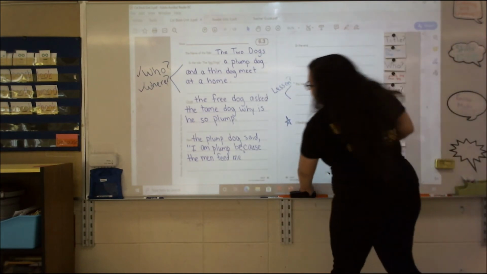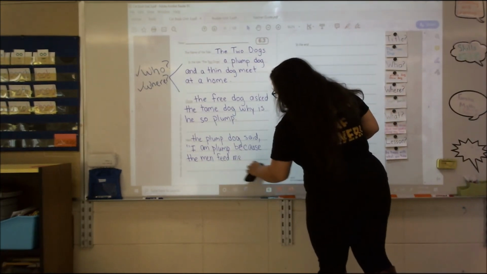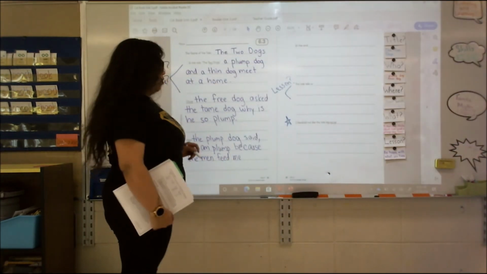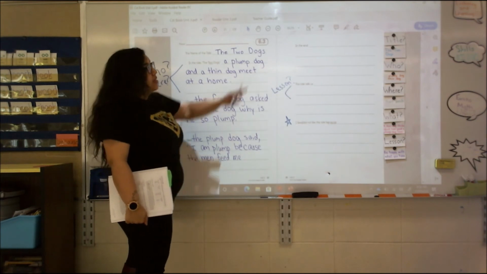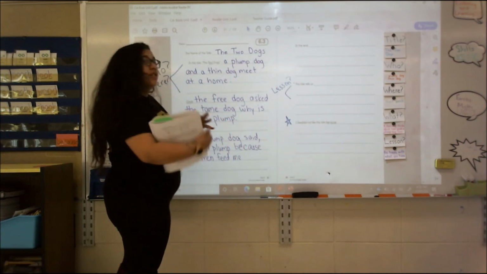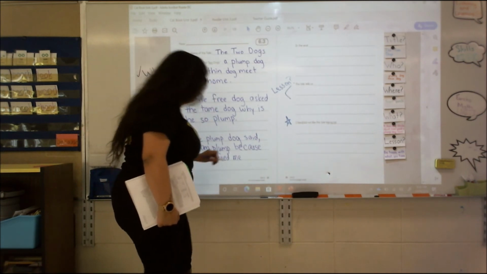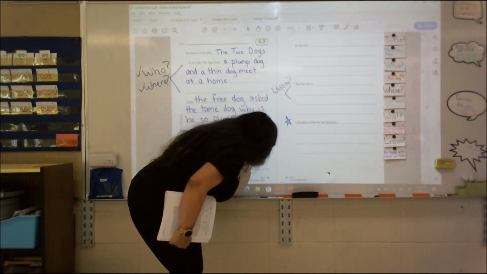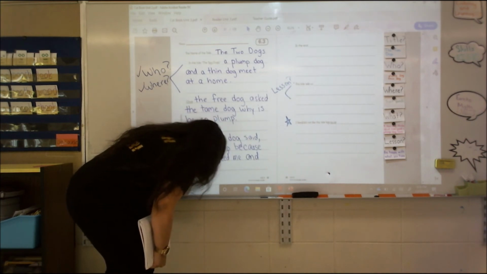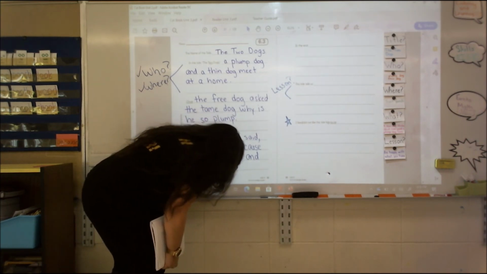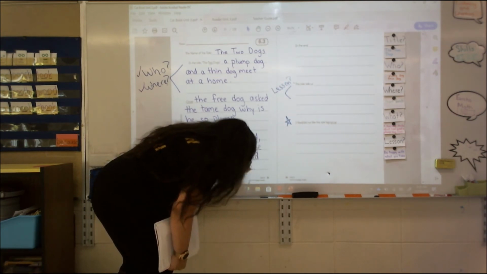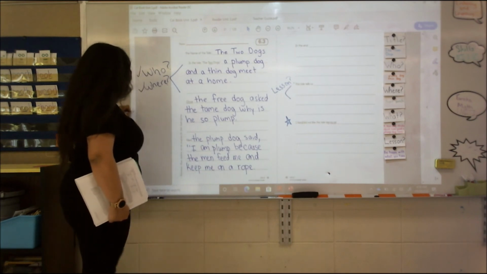No, we need a little bit more for the middle, especially if the next step is "then they feed me and keep me on a rope." We need that so the middle makes enough sense that the end will be at the end of the story. So remember, the middle is always the biggest part of the story. Feed me and keep me on a rope.